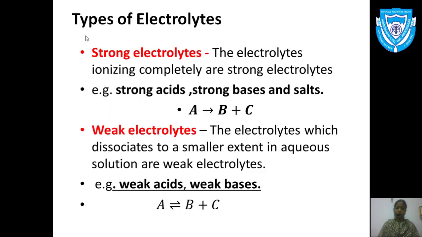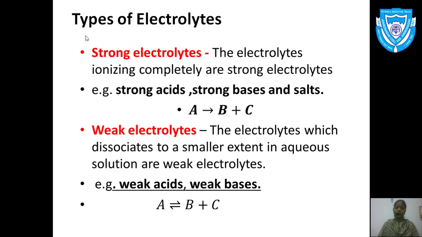Now there are two types of electrolytes, strong electrolytes and weak electrolytes. Strong electrolytes are the substances which ionize completely in an aqueous solution. They are known as strong electrolytes. Examples of strong electrolytes are strong acids, strong bases and salts. Here is the representation of the ionization of strong electrolytes: A gives B plus C. Here B and C represent the ions while A represents the undissociated molecules.